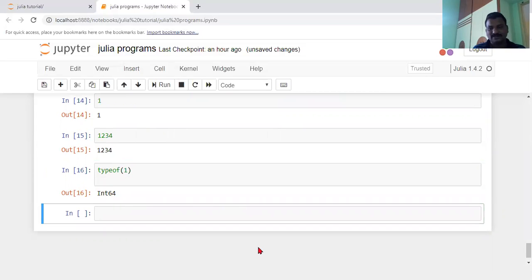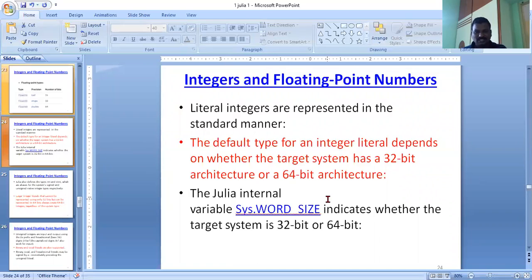That means 64-bit here. That is a representation. Here, another important third point is the Julia internal variable Sys.WORD_SIZE. This variable indicates the system size, whether the target system is 32-bit or 64-bit. If you want to know about our system size, you will use this variable.